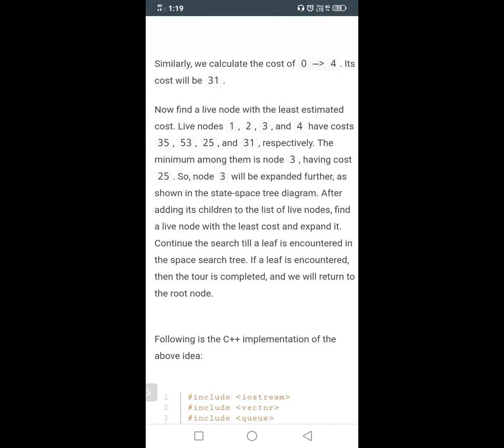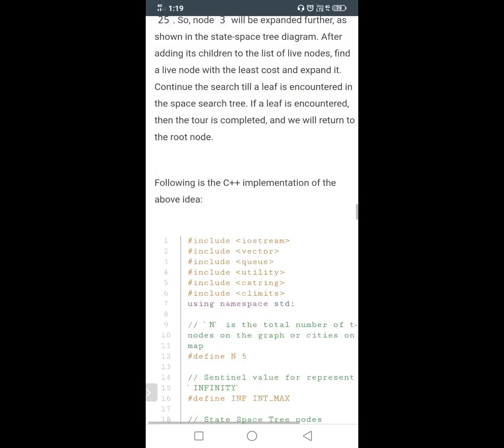So see here, the minimum cost among the nodes is node 3, with cost 25. So now this node will be expanded further. After adding its children, from the list of live nodes, find the live node with the least cost and expand it. Continue the search until a leaf node is reached. A leaf node means the node has no further connection. Whenever you get the leaf node, the tour is completed, so we return to the root node.